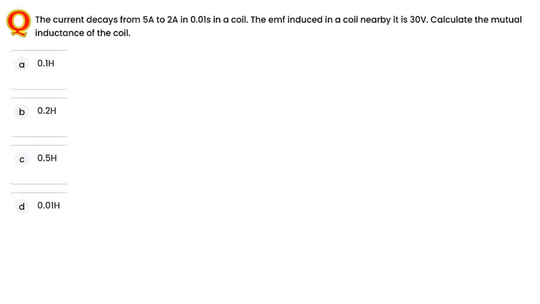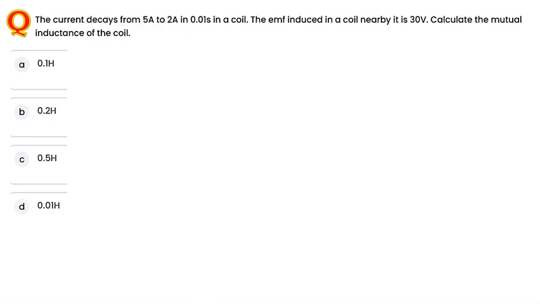problem, the current decays from 5 ampere to 2 ampere in 0.01 second in a coil. In one coil, the current has changed from 5 ampere to 2 ampere. The EMF induced in a coil nearby it is 30 volt. Calculate the mutual induction. So they are asking about the mutual induction.